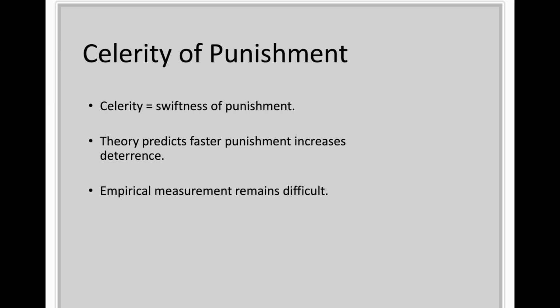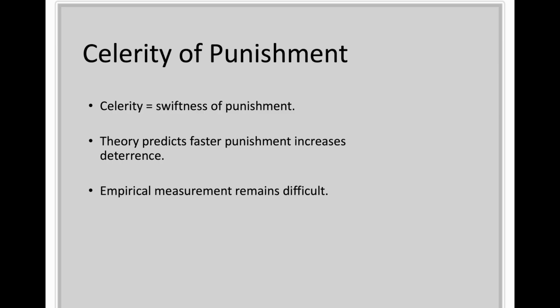Now we move on to celerity of punishment. The third classical deterrence dimension is celerity, or otherwise known as swiftness. Celerity refers to how quickly a punishment follows the offender's actions. Classical theory predicts that punishment should have stronger deterrent effects when it occurs immediately or soon after the offense. The logic is psychological. When punishment follows behavior quickly, individuals more easily connect the punishment to the act. Delayed punishment weakens that association. The idea overlaps somewhat with behavioral psychology and reinforcement theory.